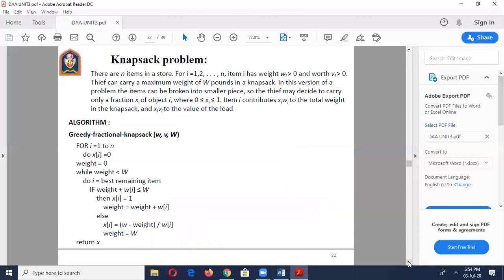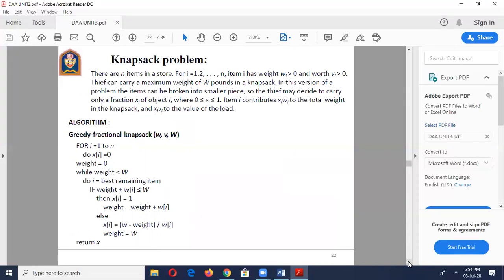Next we are going to see about the knapsack problem. There are n items in the store, for i equal to 1 to n. Item i has a weight wi greater than 0 and is worth a value vi greater than 0. The thief can carry them. Here is the example problem they have given.